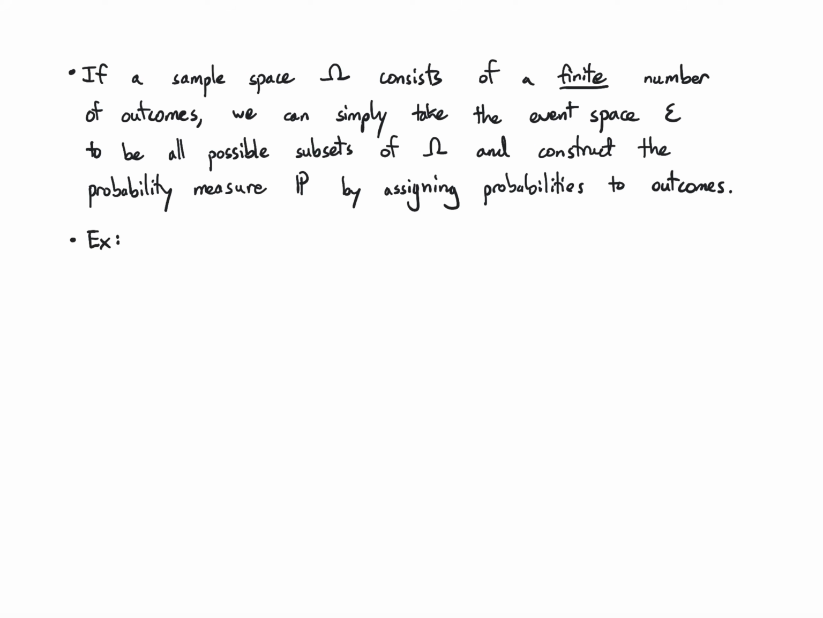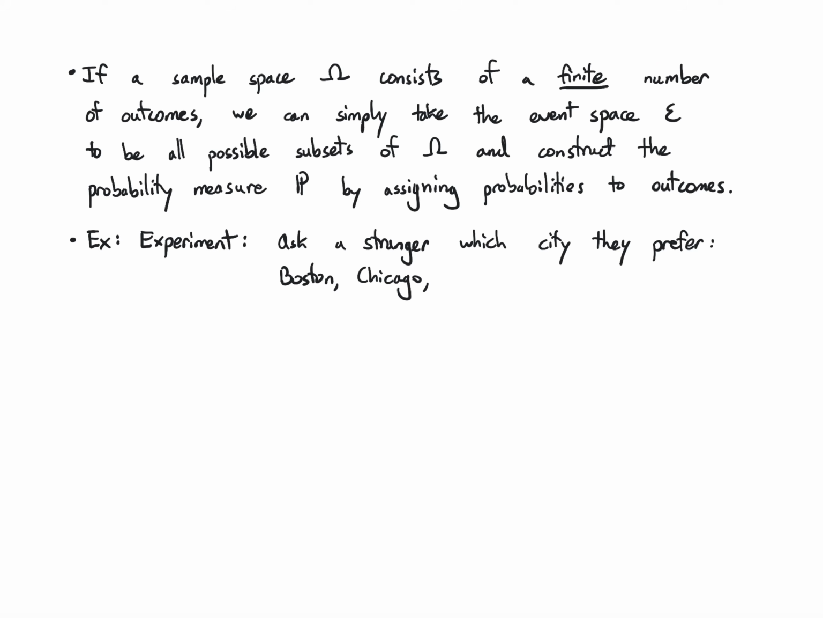As an example, let's run the following experiment. This is a silly experiment, but it lets us visualize a little bit. I'm going to ask a stranger which city they prefer to visit. Let's say I only give them the options of Boston, Chicago, Los Angeles, New York, and finally San Francisco. Those are the only big cities that I list for them. I ask them which one they would prefer to visit if they want a contest or something like that.